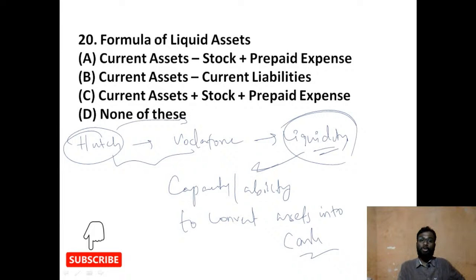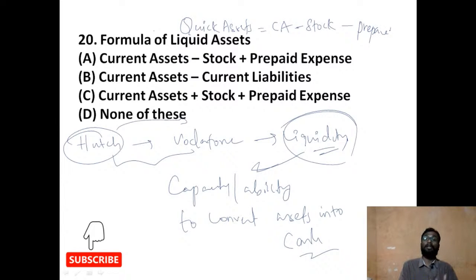Liquid assets are also called quick assets. Quick assets is nothing but, from the current assets that we have, we have to minimize the stock, since stock cannot be converted into cash immediately, and we have already paid some prepaid expenses, which we cannot take back. So quick assets is nothing but current assets minus stock minus prepaid expenses.